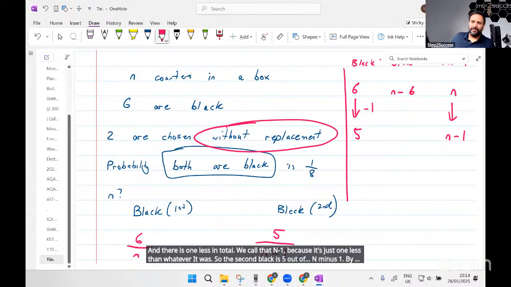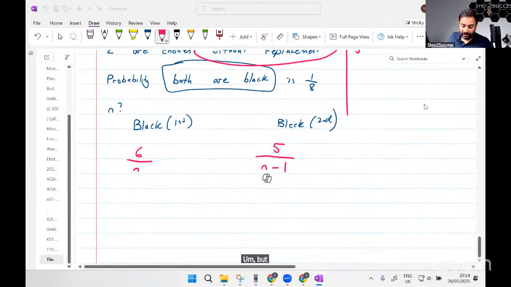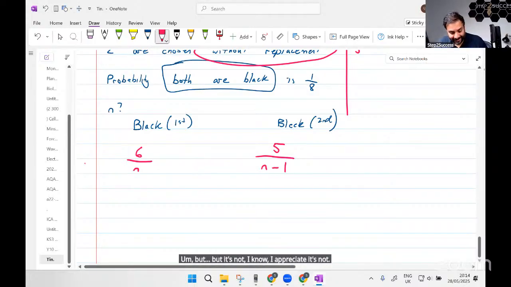By the way, for the question somebody asked about tree diagrams, there's a very complicated example of it, but this is essentially a tree diagram. I know, I appreciate it's not. But it's the same principle.